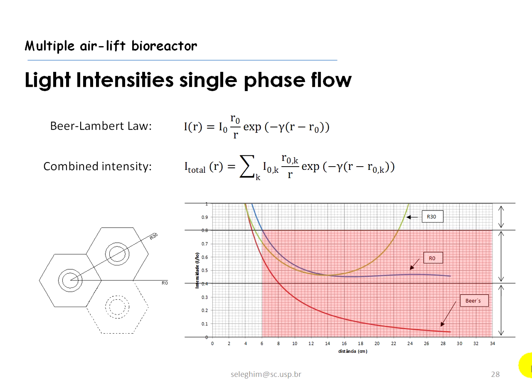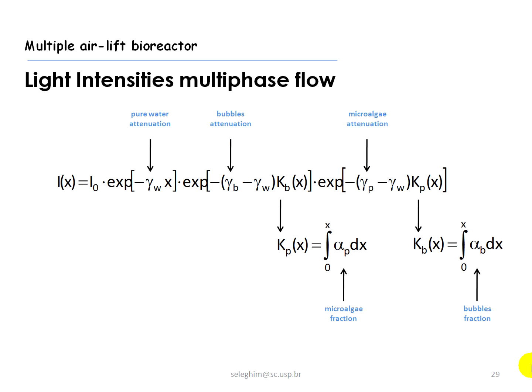Okay, so if you consider now that you have algae within the broth, the culture broth, you can calculate the light intensities by considering the light attenuation due to the water-algae mixture and due to the bubbles, okay, to the bubbles. So this formula corrects for the presence of algae and bubbles within the culture broth.